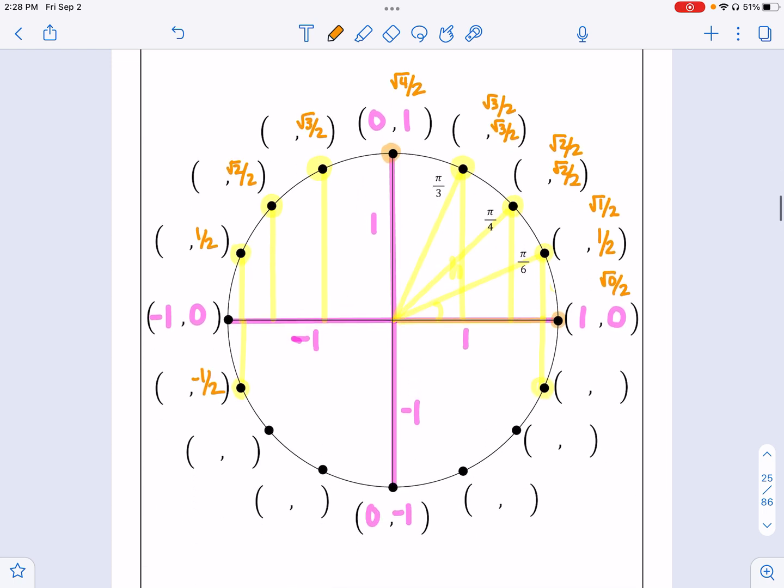And we know that pi over 4, 3 pi over 4, 5 pi over 4, and 7 pi over 4, again, all of those angles are the same distance from the x-axis. So they're going to be the same. It's just sometimes they're going in a negative direction. And the same thing happens when we talk about pi over 3, 2 pi over 3, 4 pi over 3, and 5 pi over 3.